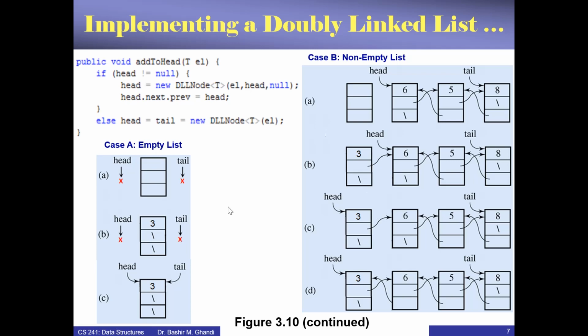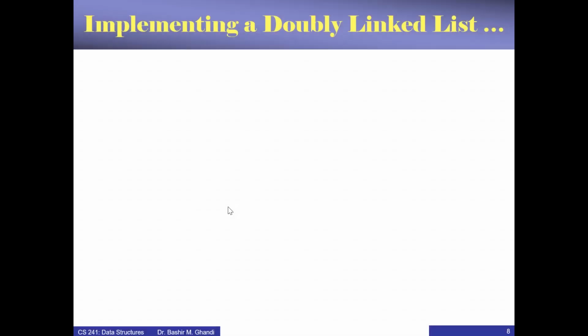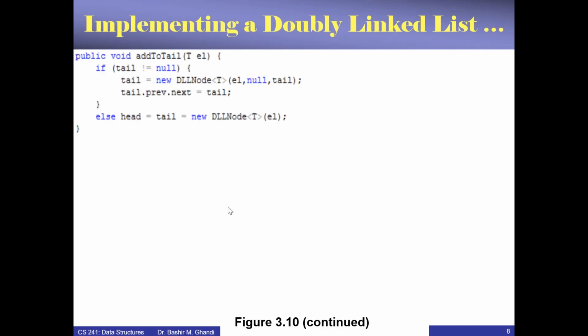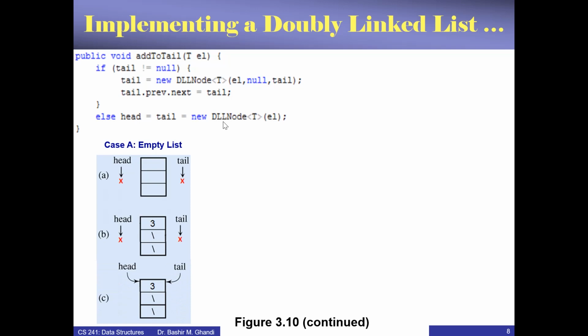Let us look at now the add to tail method. So again, there are two scenarios. The list could be empty, and the list could have elements already. For the empty, there is no difference with the add to head. We simply create a new DLL node, put the info here, and make both head and tail point to it, exactly like we did in the add to head. No difference if the list is empty. Just create a new node and make it to be both the first and the last node.